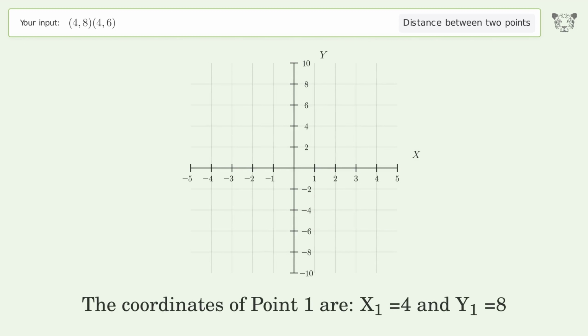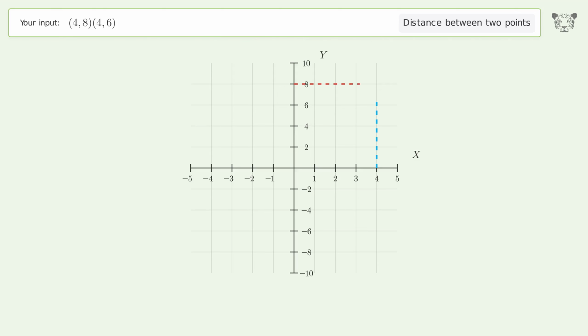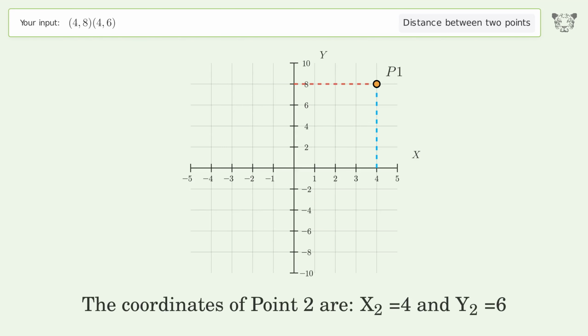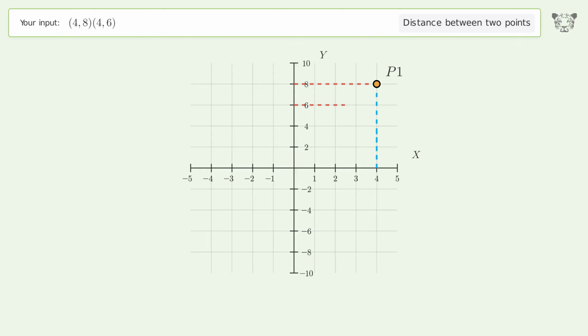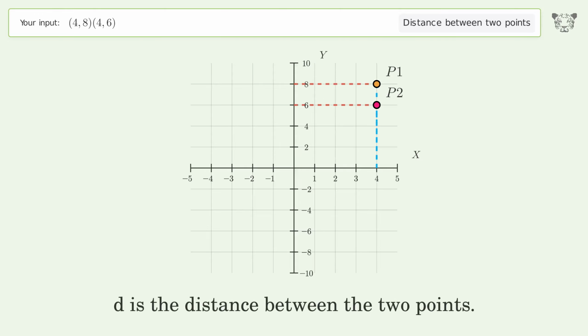The coordinates of point 1 are x1 equals 4 and y1 equals 8. The coordinates of point 2 are x2 equals 4 and y2 equals 6. D is the distance between the 2 points.